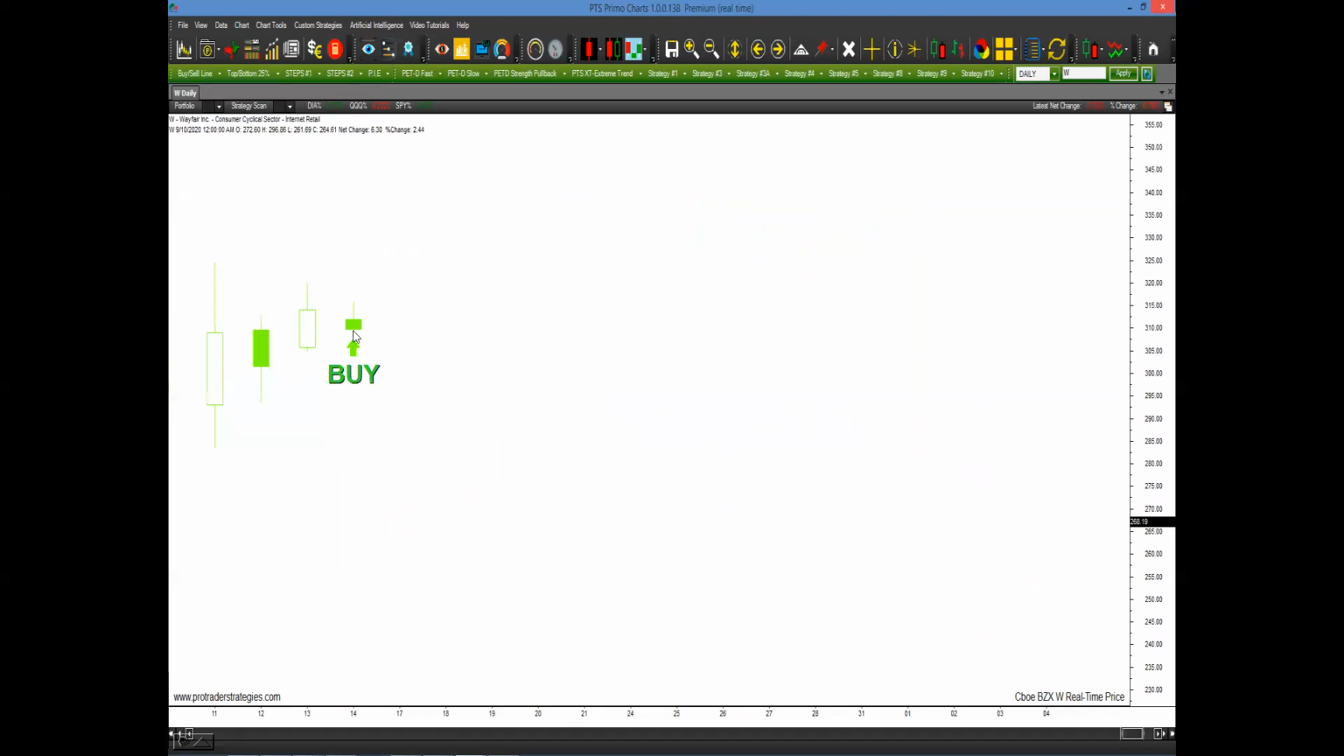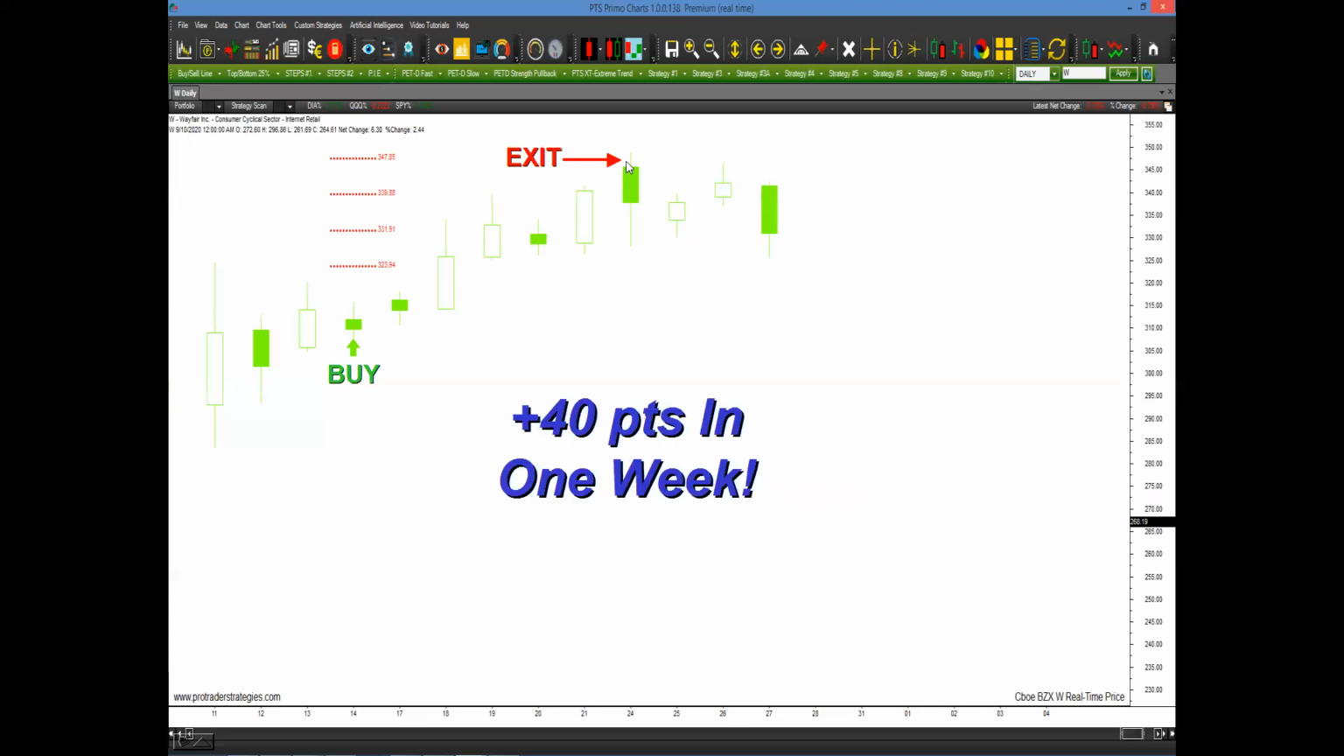Here's an example now in letter W. Buy signal was generated. Here are the 4 exit levels. Let's say we wanted to exit at the 4th level again. Once again, in 1 week, you could have potentially made 40 points, about 10% of the price. And then look what happened after that. This works to the downside as well.